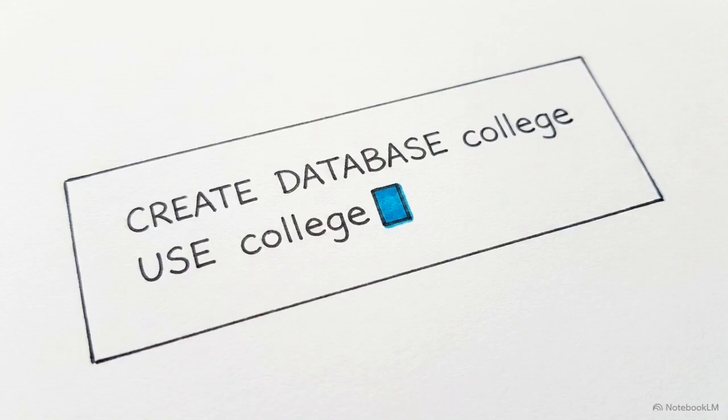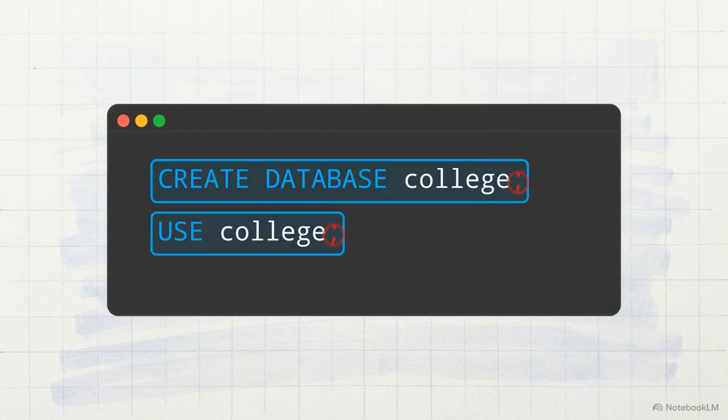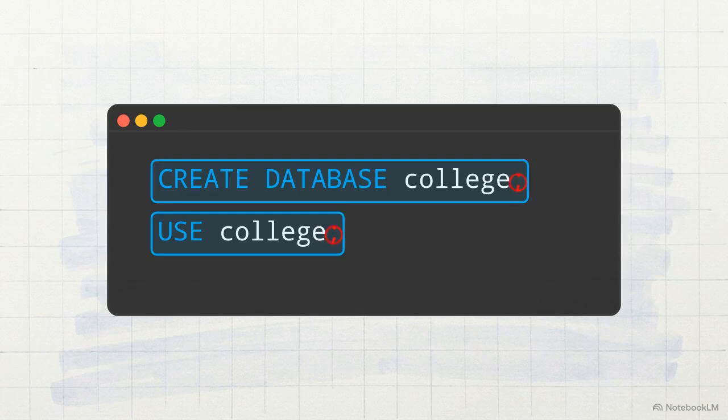Start by typing Create Database College, and then right below that, type Use College. Notice how we end both lines. In SQL, a semicolon acts as the mandatory termination point. Without it, the system won't know where one command ends and the next begins.